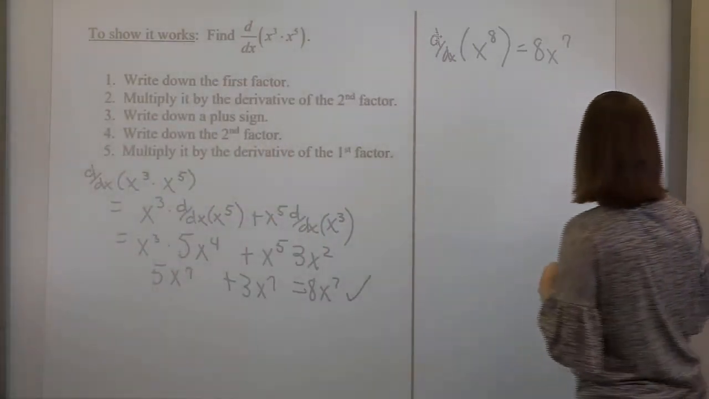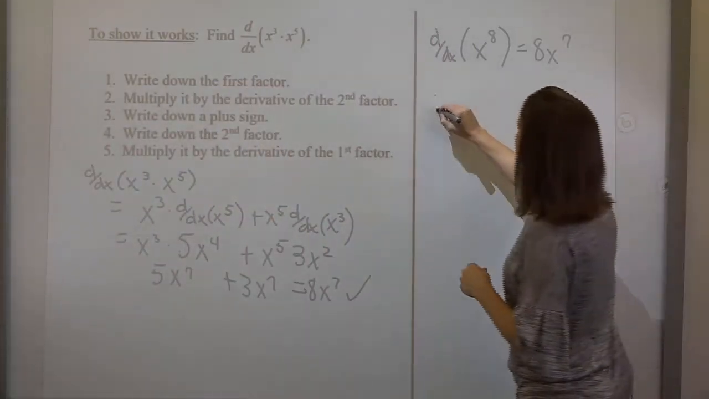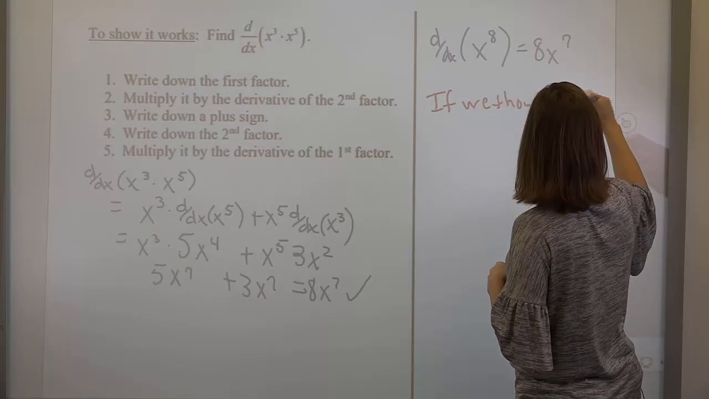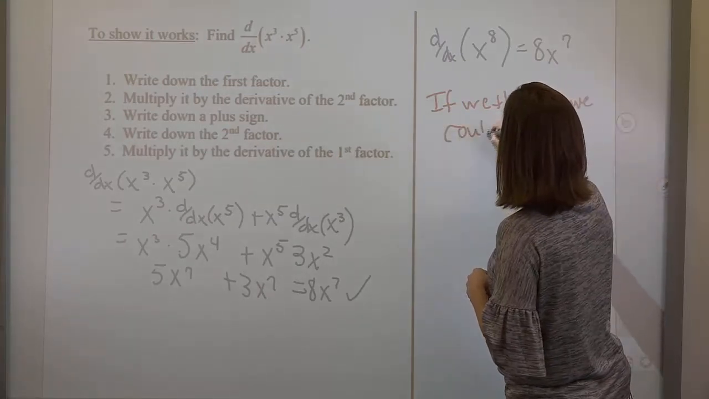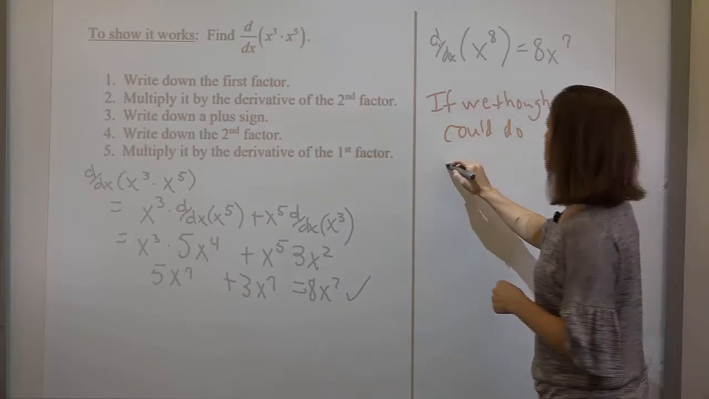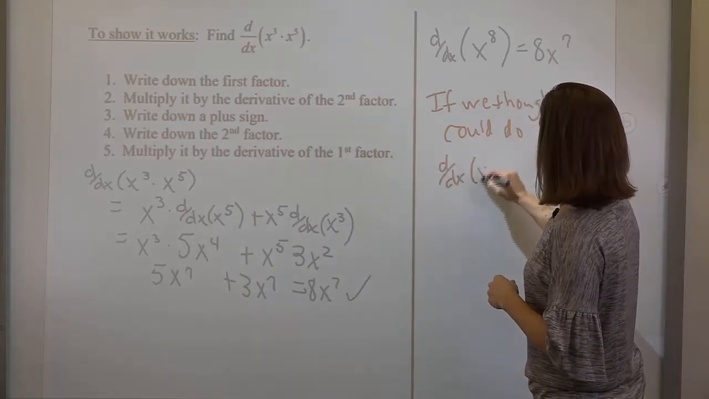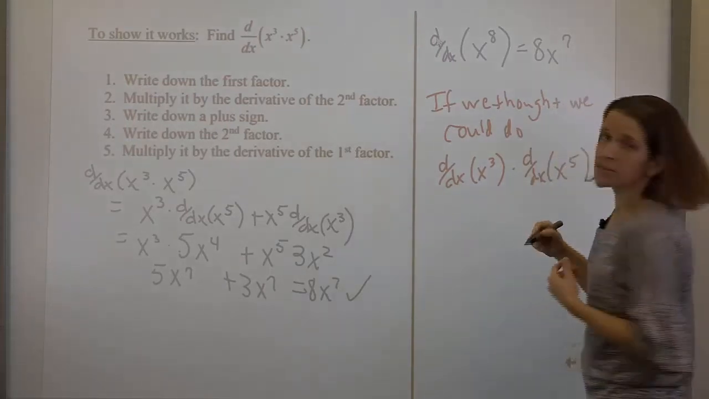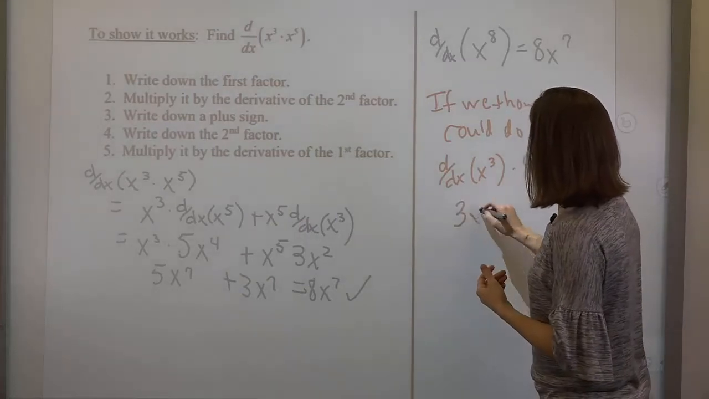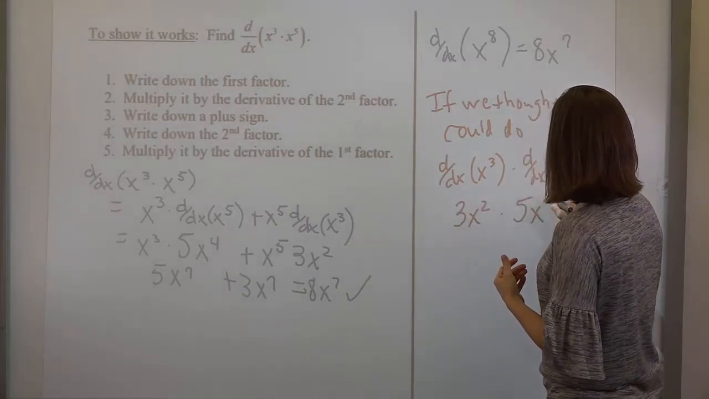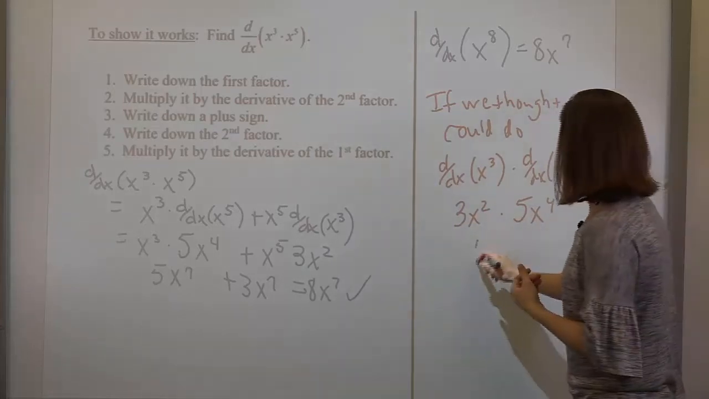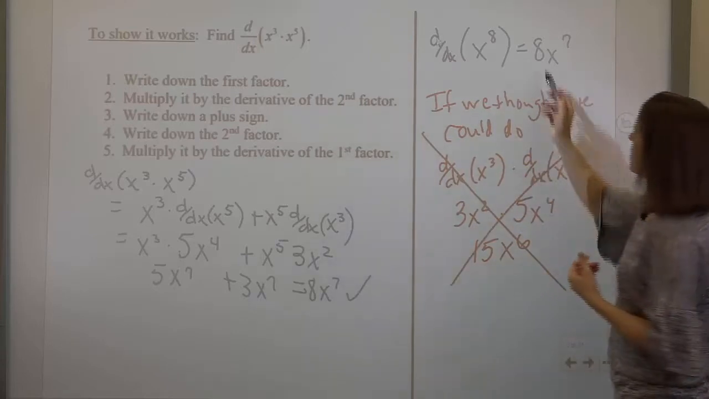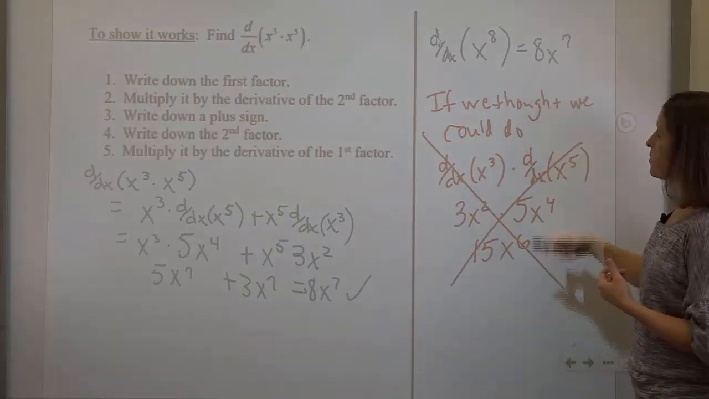On the other hand, if we thought that we could just multiply them, so if we thought we could just take the derivative of x cubed and multiply it by the derivative of x to the fifth, let's see what happens. The power rule says 3x squared here and 5x to the fourth here, and when we multiply, we would have gotten 15x to the sixth. This is wrong. Nothing about it is right. The coefficient is wrong, the power is wrong.